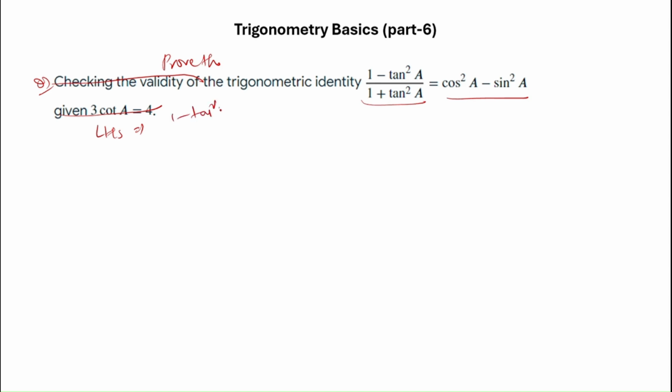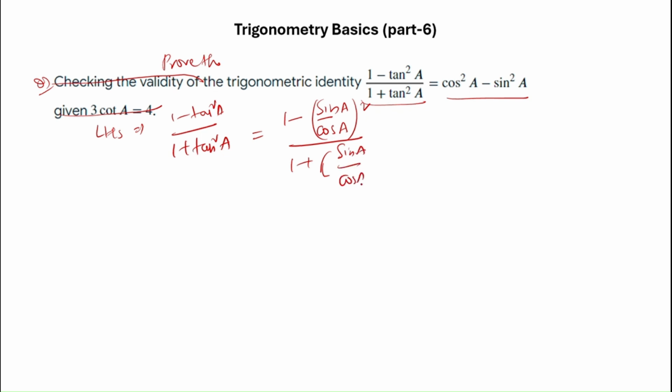1 minus tan square A by 1 plus tan square A. Before applying some operations on this particular trigonometric expression, observe the right hand side. It consists of cos and sin. So first you have to convert the tan into cos and sin expressions. So 1 minus tan, which is nothing but sin by cos. So we already expressed tan A is equal to sin A by cos A, so 1 minus sin A by cos A whole square, by 1 plus sin A by cos A whole square.